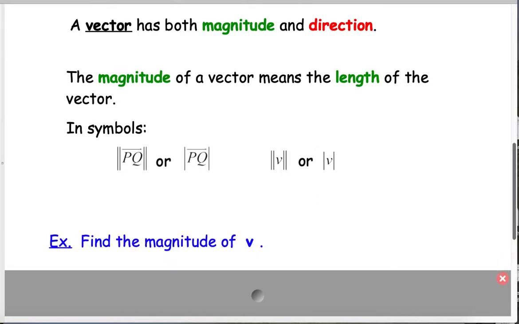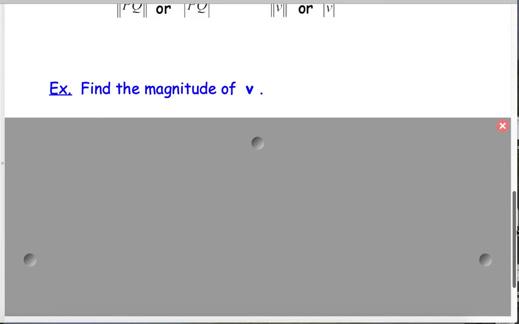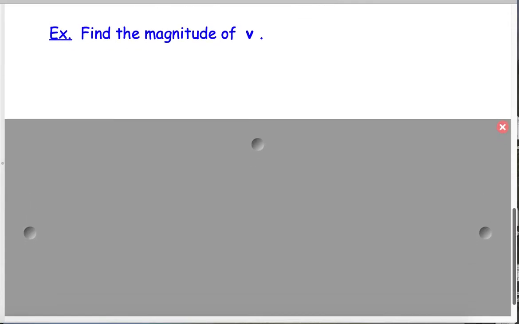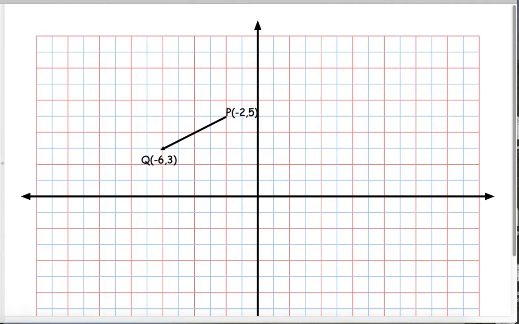So the vector that we just created, that PQ vector, go ahead and find the magnitude of that. And as always, might be a good idea to pause, come up with your answer, and then check. Okay, so we want the magnitude of this vector. Well, that would be the length. So I can think of 2 ways to do it.